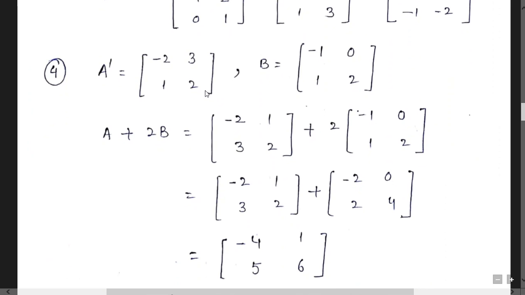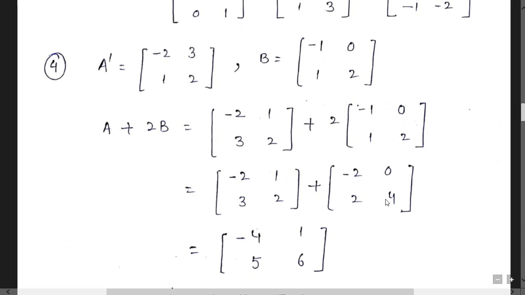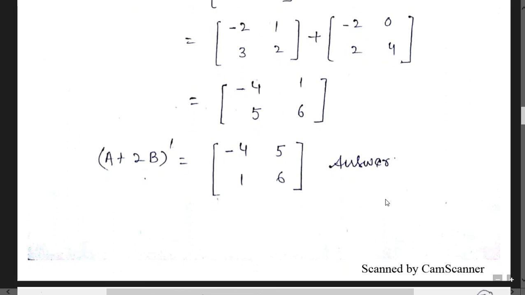Question number 4. The given statement is A transpose is equal to minus 2, 3, 1 and 2. First of all, convert this statement into A. The value of A will be minus 2, 1, 3 and 2. Row is converted into column and column is converted into row. B remains as it is and multiply B by 2. Then adding both the terms, you will get the answer.